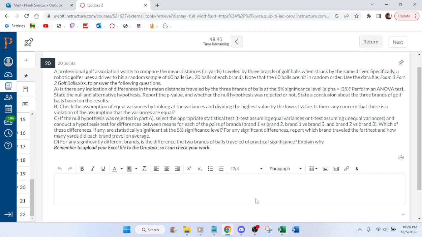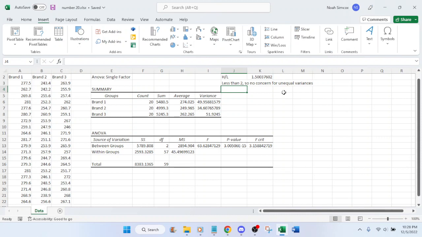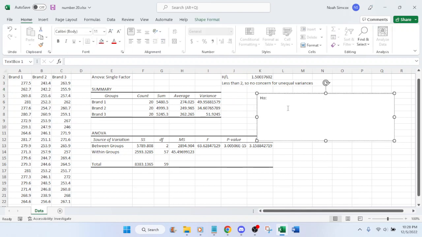Okay, we need to know an alternative hypothesis. No differences in the means, HA: there is at least one difference in the means between different brands.